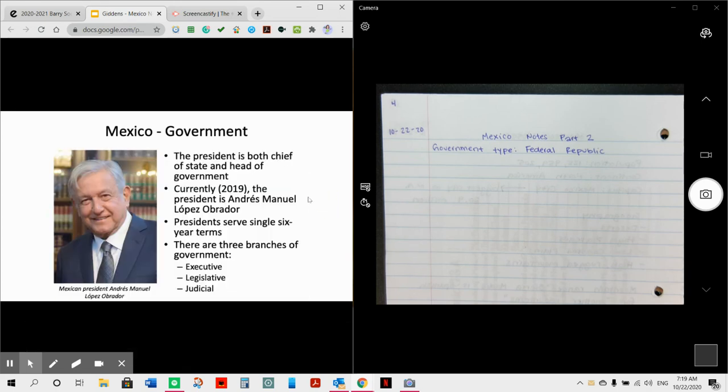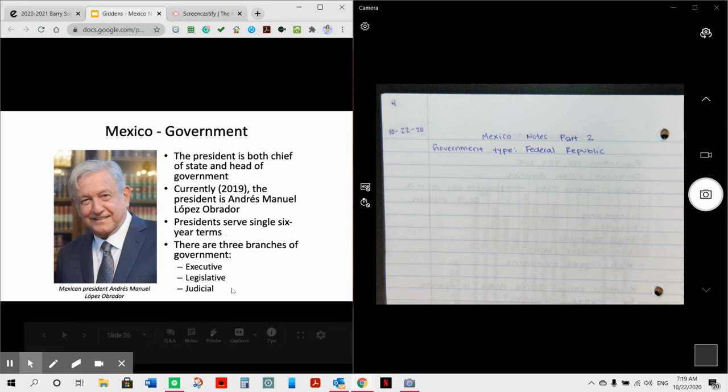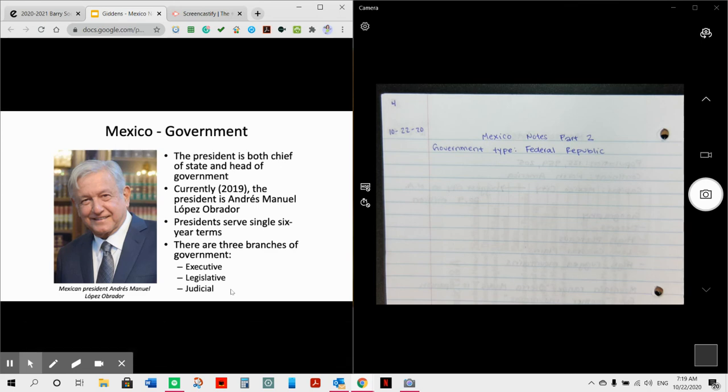So the president is both chief of state and head of government. Currently, 2019, the president is Andrés Manuel López Obrador. Presidents serve, this is him off to the side, presidents serve single 6-year terms. There are 3 branches of government: executive, legislative, and judicial, which should sound pretty familiar because those are the 3 branches that the United States has as well.